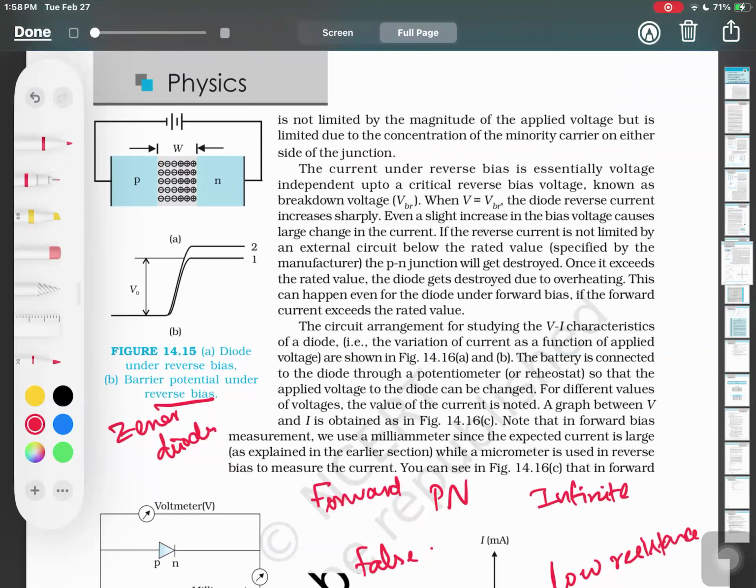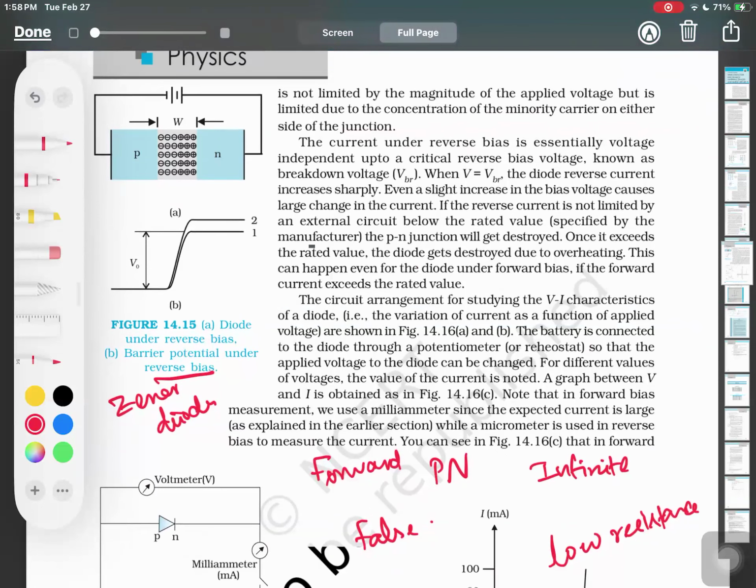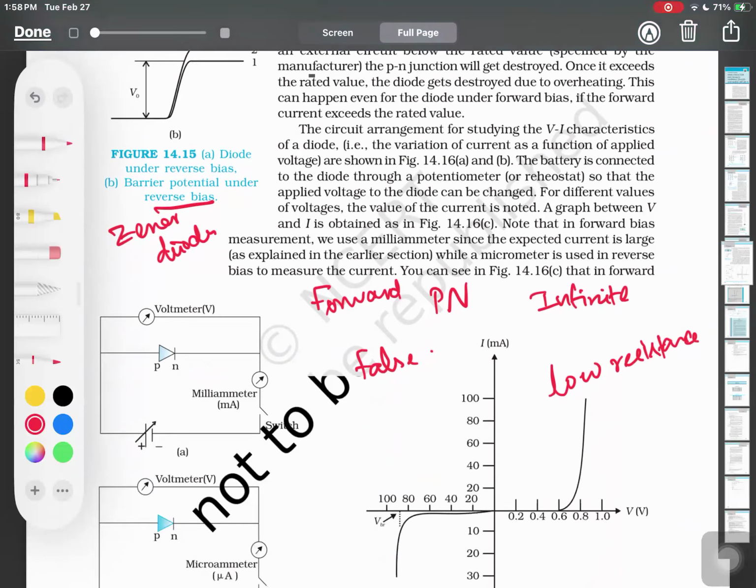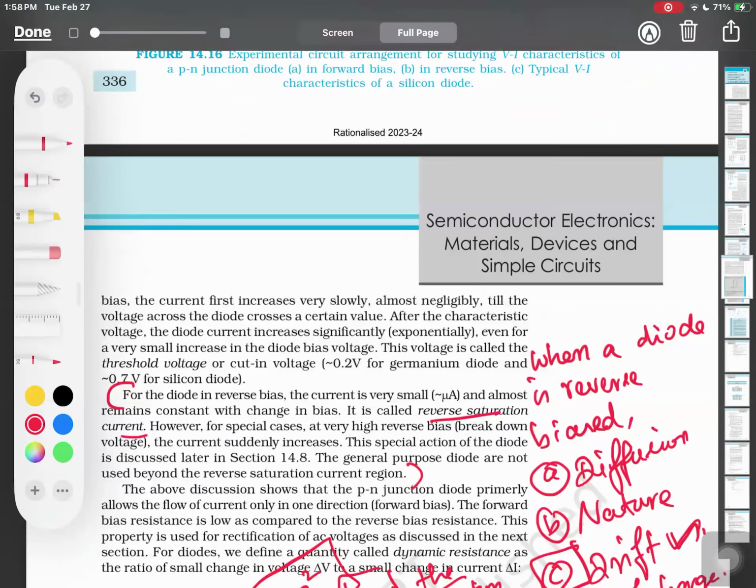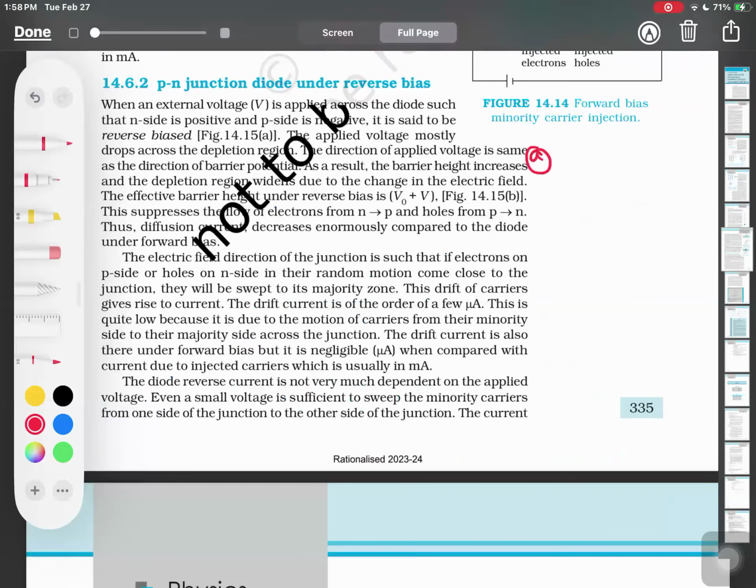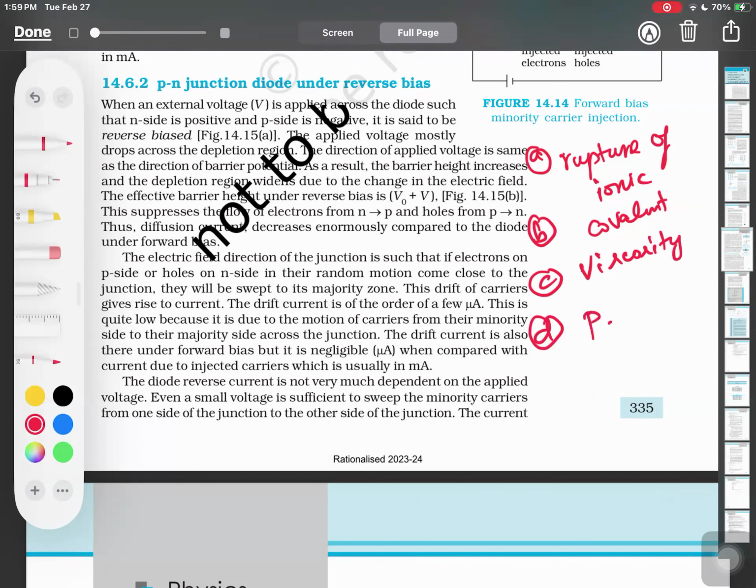Why is there a sudden increase in current in a Zener diode? What is the reason? Let me give you the options. First option, due to the rupture of ionic bonds. Second, rupture of covalent bonds. Third, due to viscosity. Fourth, due to potential difference. There are four options given. I repeat the question: why is there a sudden increase in current in a Zener diode?